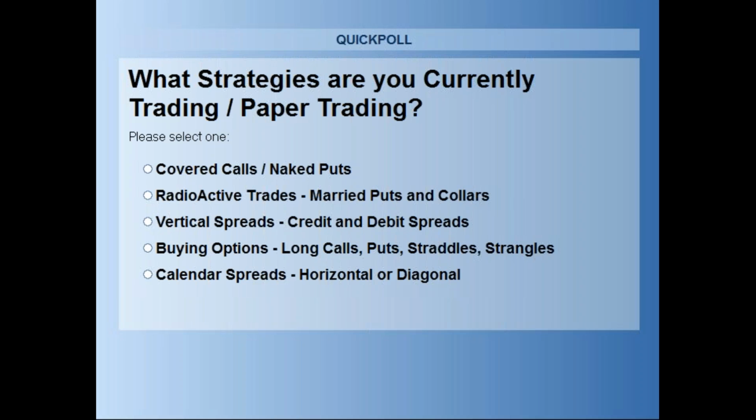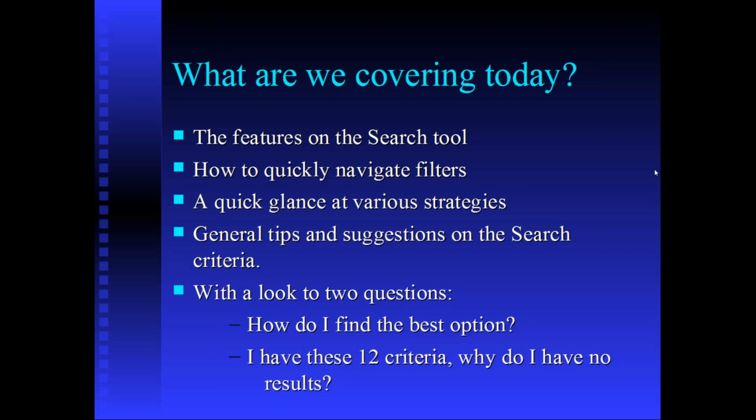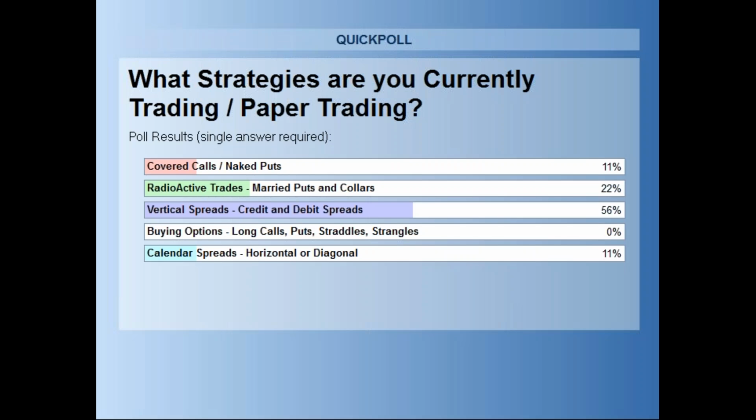All right, let's go ahead and close the poll now. Let me share the results. We almost have representation in every field, but 56% of you are doing vertical spreads, credits and debits. 22% are doing radioactive trades. We'll look at that a little bit as well. 11% are doing covered calls, and 11% are doing calendar spreads.